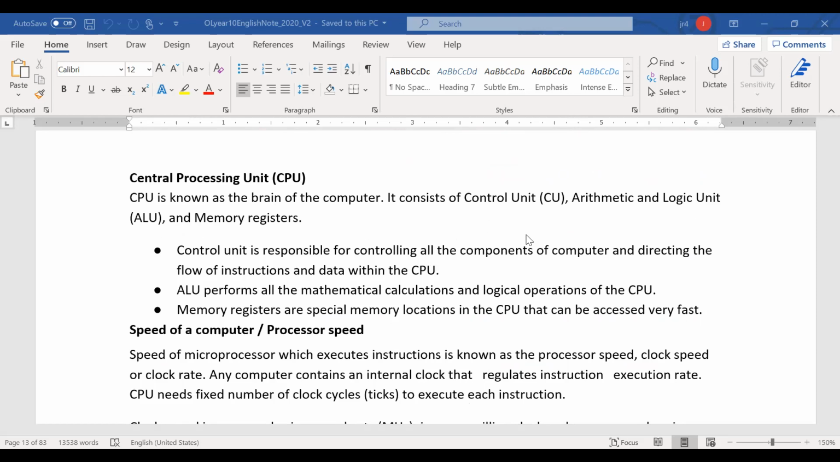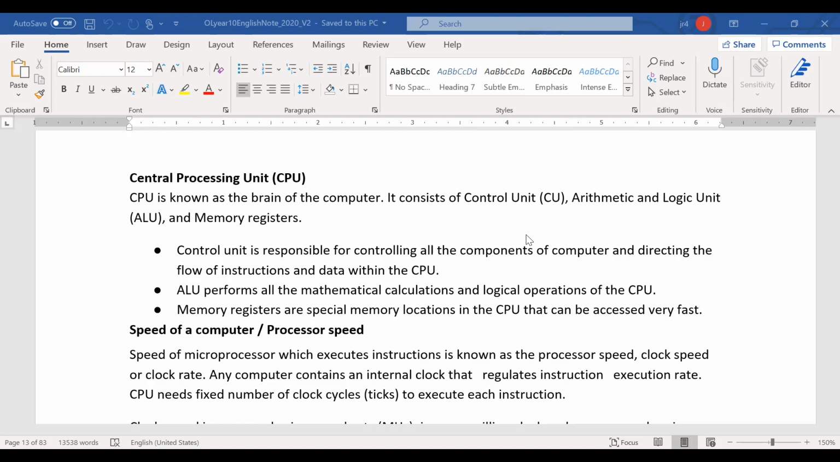The control unit is the place where everything is controlled. The flow of data is controlled by the control unit. And the arithmetic and logic unit, or in short ALU, is where the computer performs any arithmetic and comparison logic operations. It goes inside the ALU.